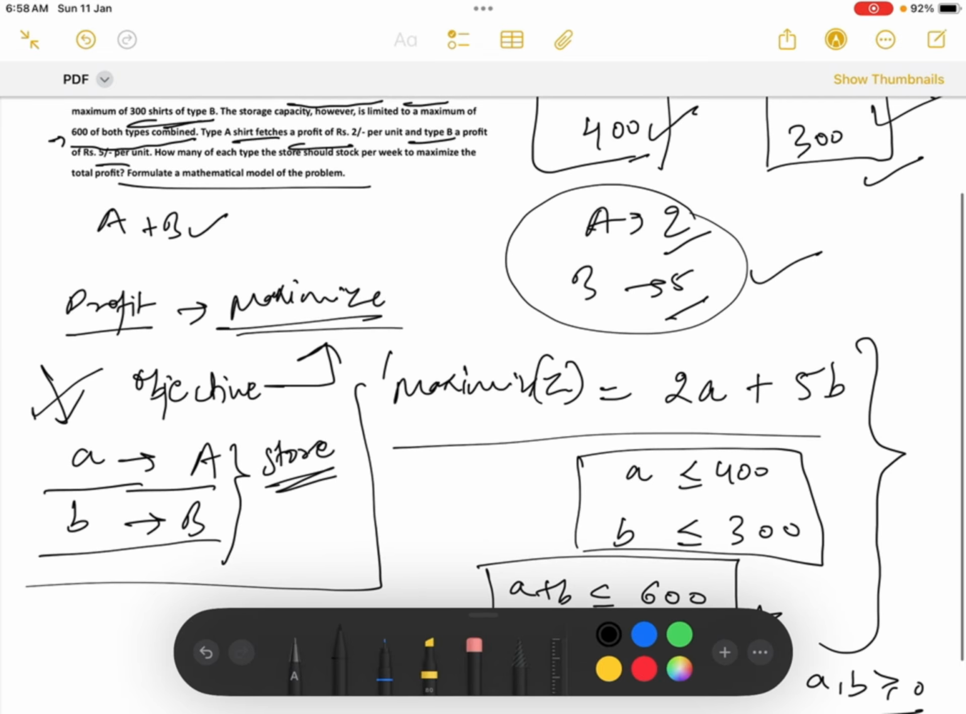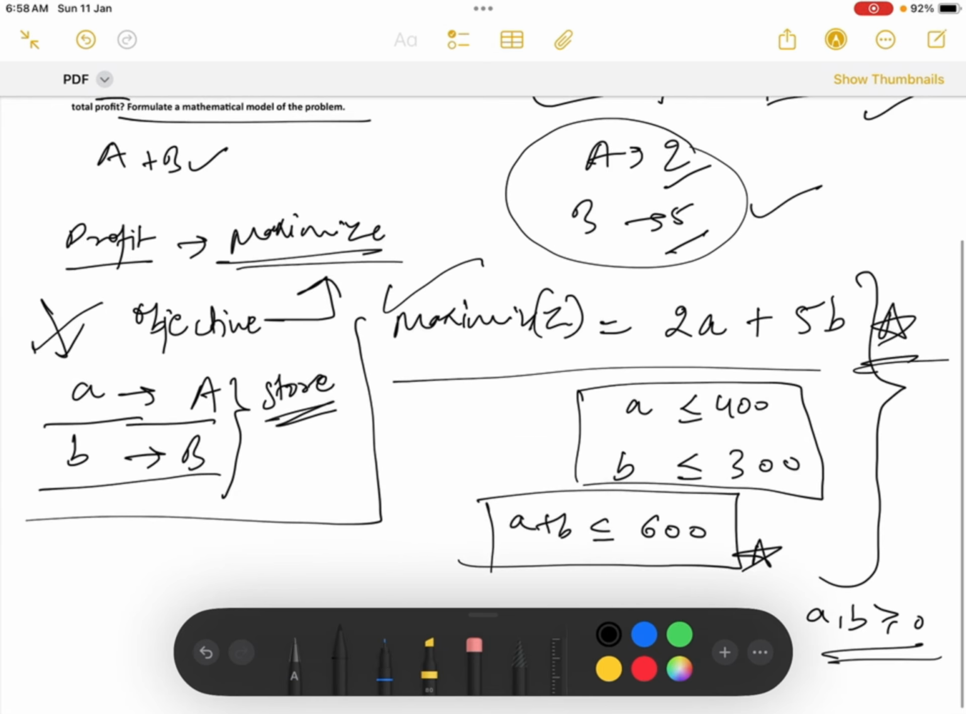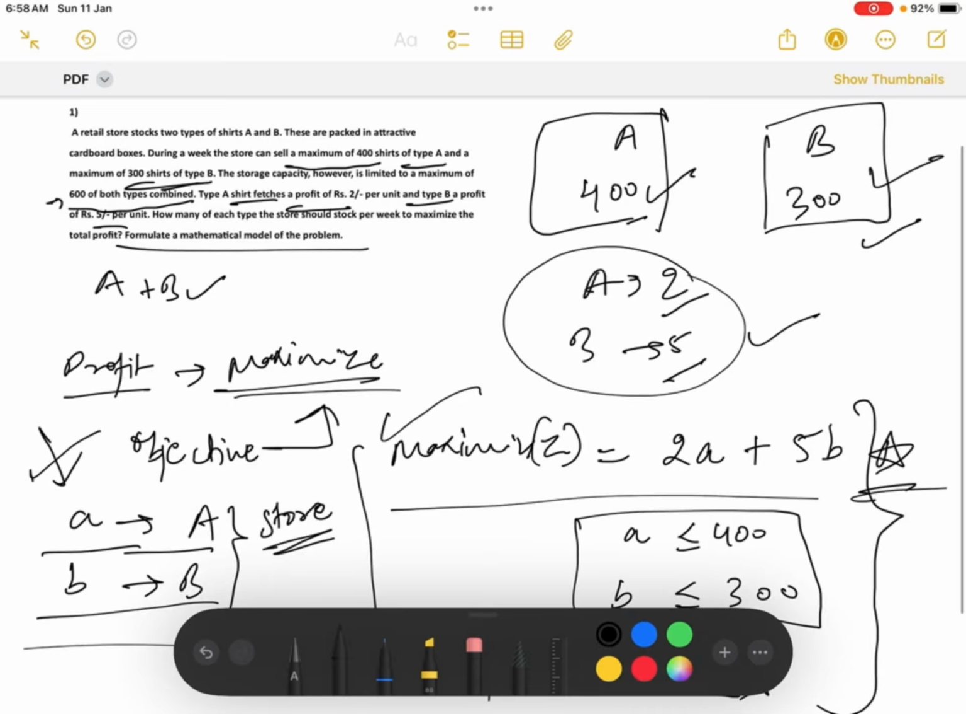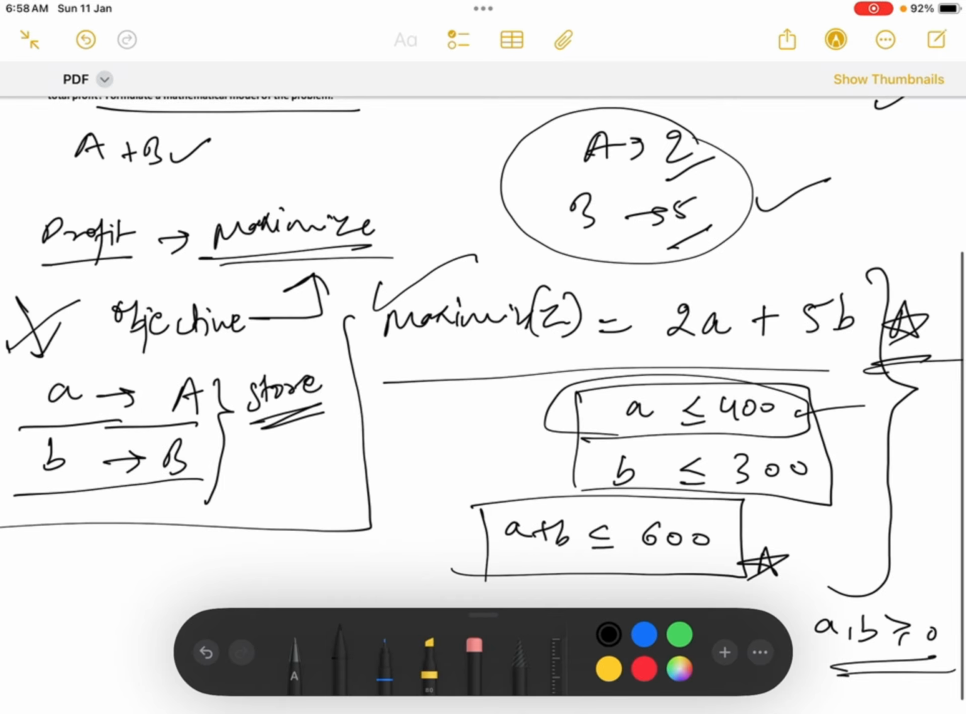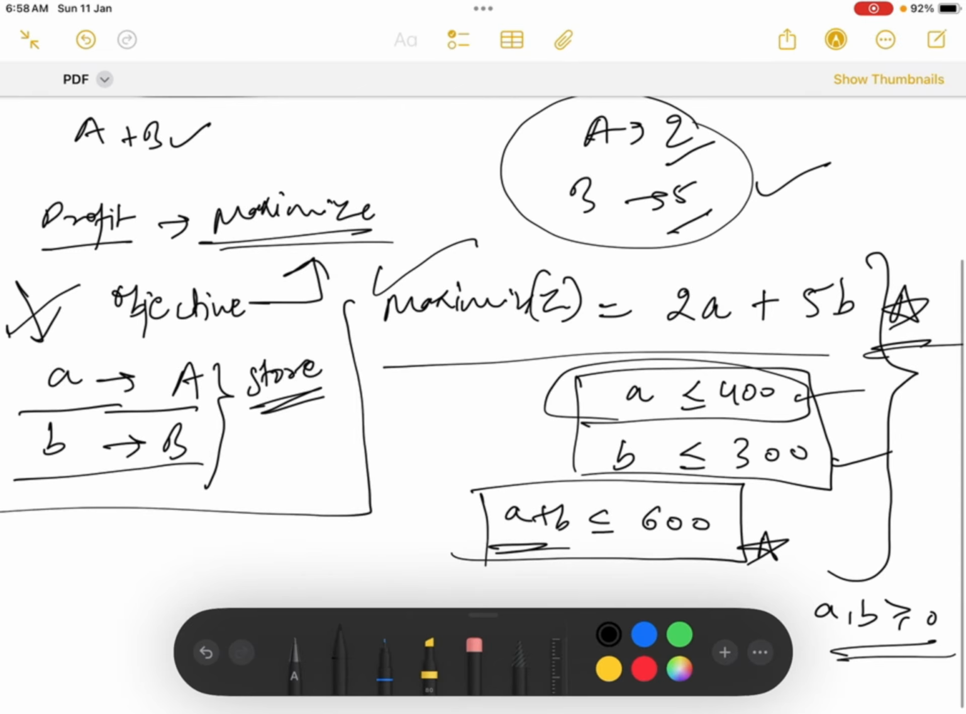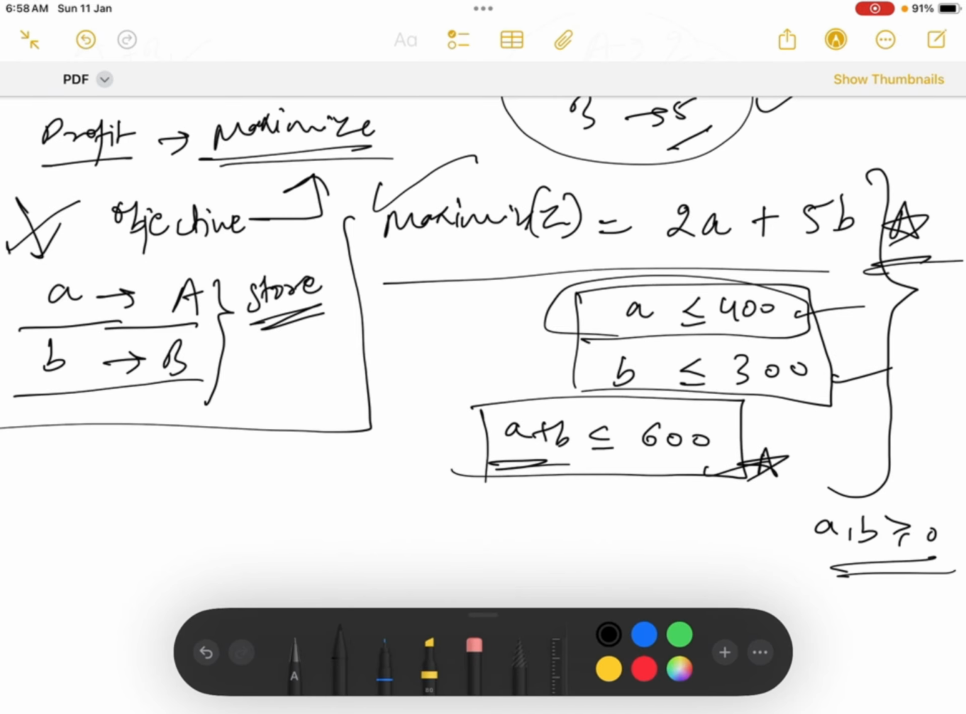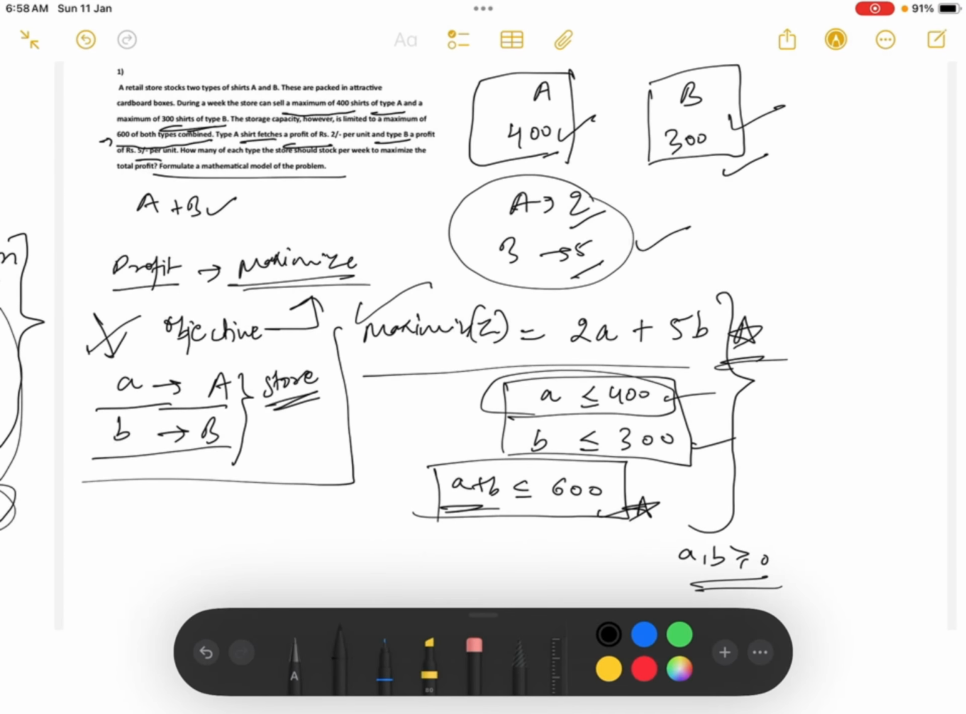After that we maximize this profit here, because if there is a profit, we already know that it is a maximization problem. After that, let us look at the constraints. Maximum of A, as I wrote, 400, maximum of B 300, and finally A plus B together cannot be more than 600. So that is the formulation of an LPP. So this was one problem which I have taken. Now this was a maximization problem, the most basic problem of all.